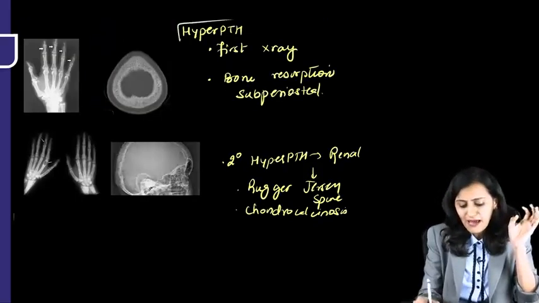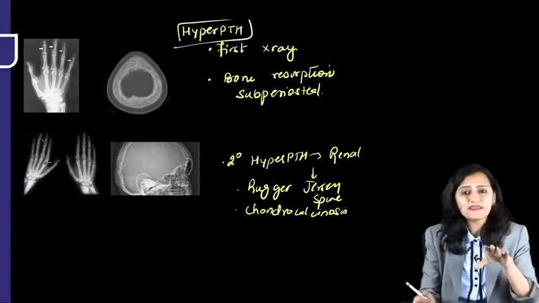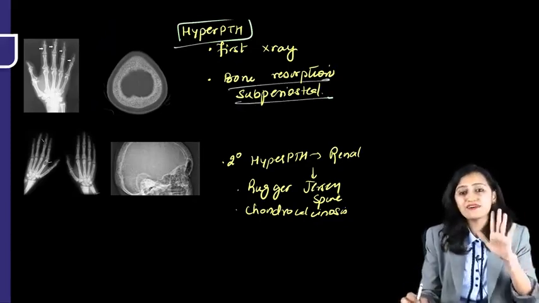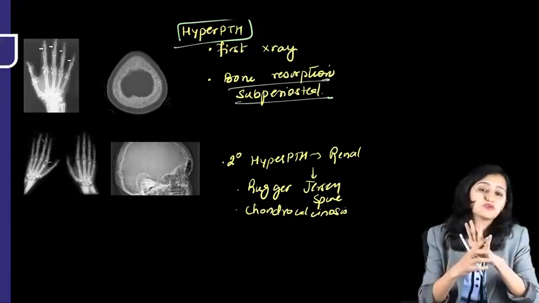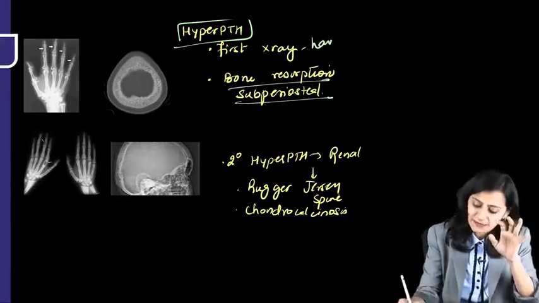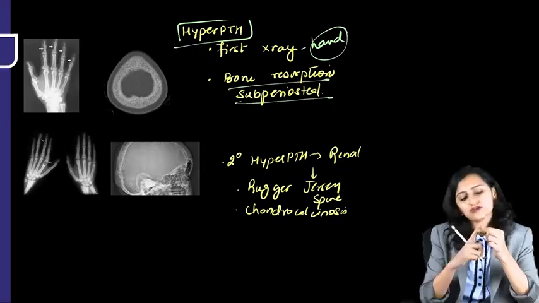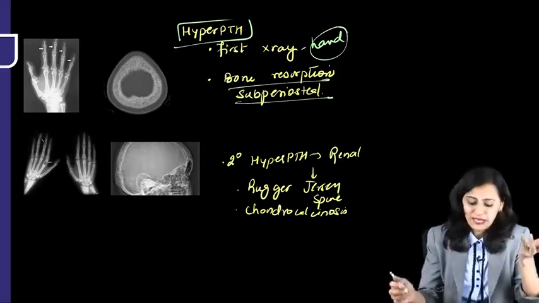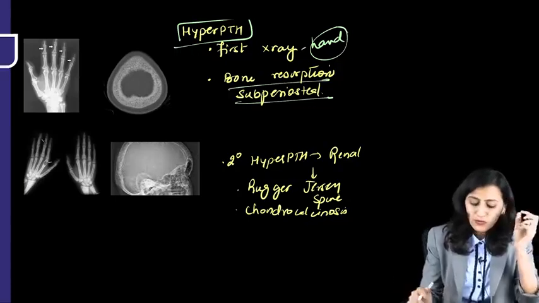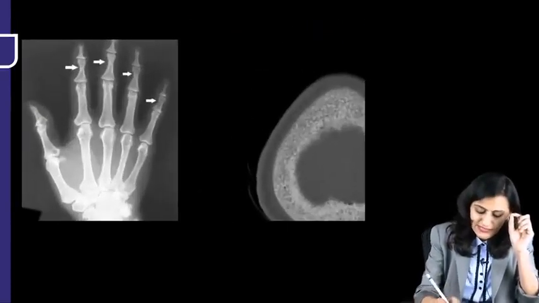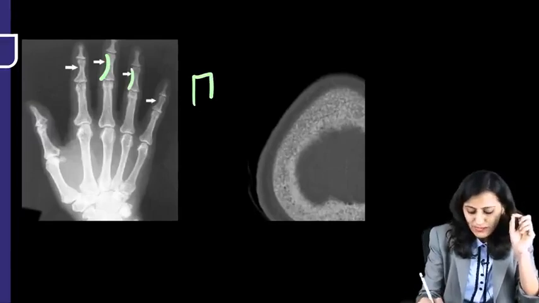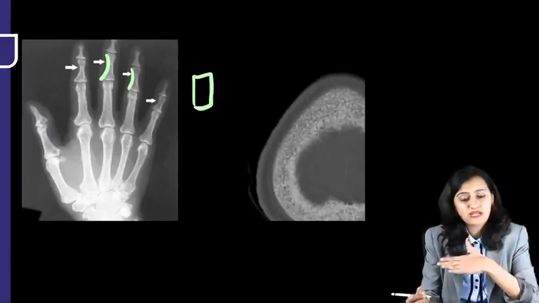Next one, hyperparathyroidism. Now parathyroid causes subperiosteal bone resorption, and the first X-ray that we should take to look for the bony changes is the X-ray hand. Because classically the resorption starts in the middle phalanx, index finger is where it starts. Now what do we see here is, look at this subperiosteal resorption, the concave margin of the bone. Normally the bone should be flat, so the resorption is happening there.